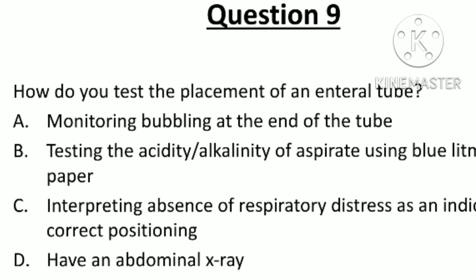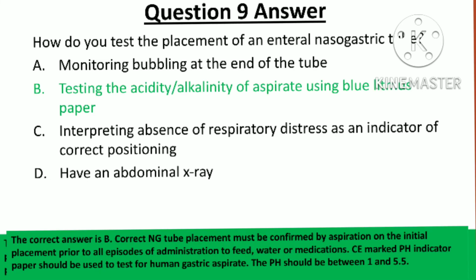But thereafter, before each feeding, or at the start of our shift, usually we check with the litmus paper. So option B is the right answer, testing the acidity or alkalinity of aspirate using blue litmus paper. And they are mentioning it should be between 1 and 5.5. If it's more than 5.5, we should not give medication or start feeding. But there are some exceptions, like the patient is on continuous feeding or is getting a proton pump inhibitor like omeprazole, which can affect it. So we should keep the feeding off for at least 30 minutes. Then only it will give the correct level.